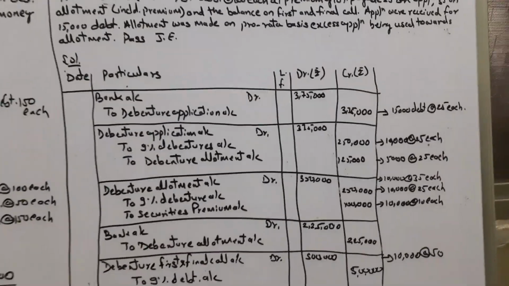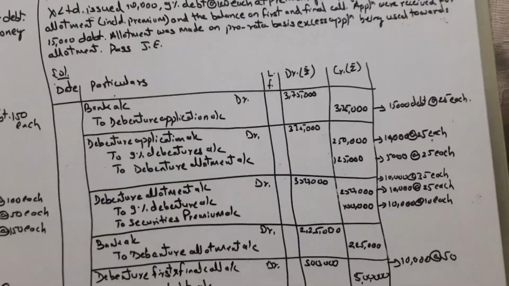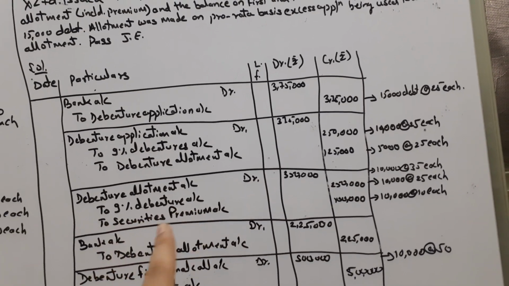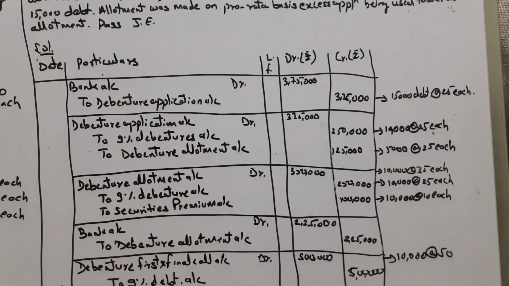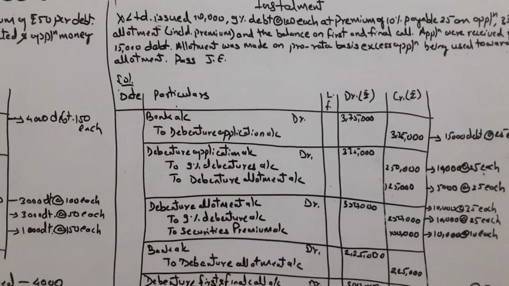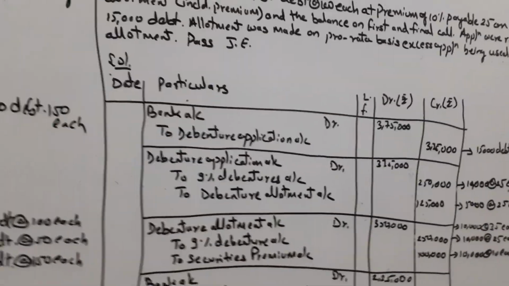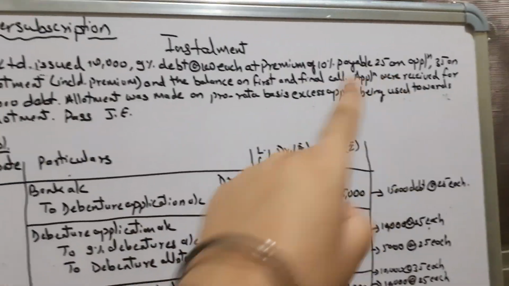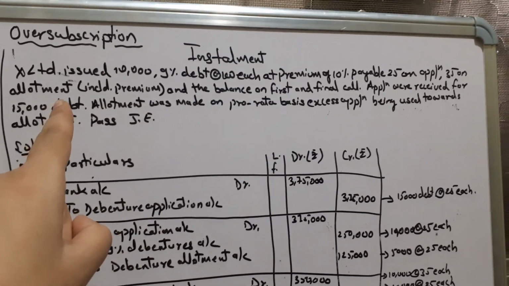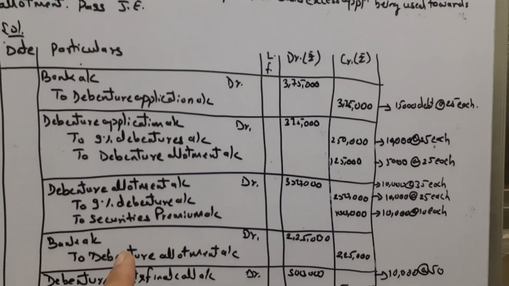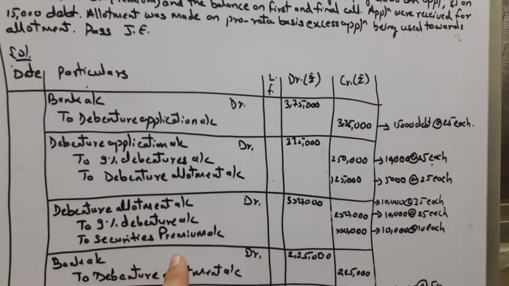Now let's look into the debentures allotment account. Debenture allotment account debited to 9% debentures account and to securities premium account. This securities premium account has been recorded in the allotment stage. Reason: 35 including premium. So on allotment only, the premium amount has been included. Therefore the entry shall pass only during the allotment.